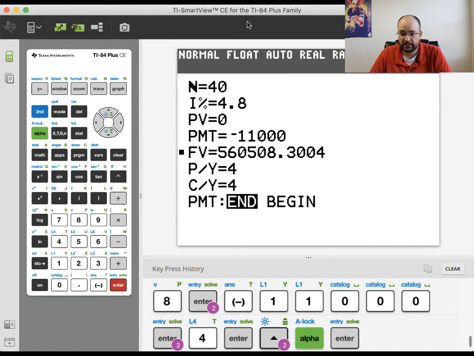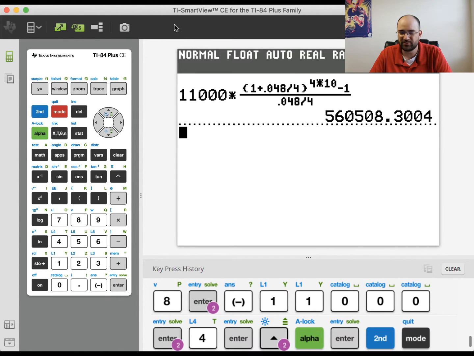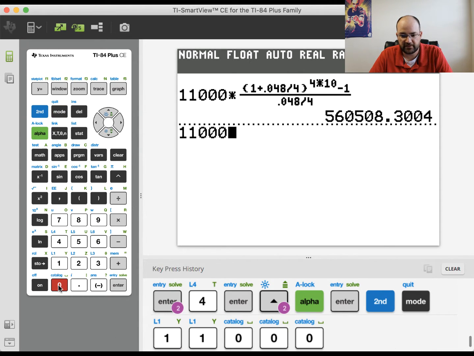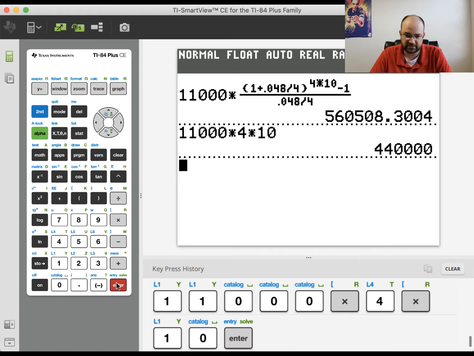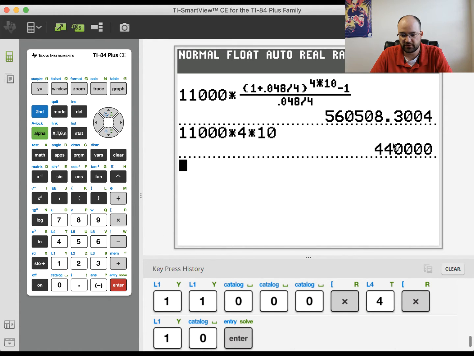Good deal. And frankly, that's pretty much all we need for the calculator for now. We will need some arithmetic to be done here in a little bit, but it's literally just typing it in. Let's go ahead and do that now. How much money did we put into the bank? Well, we were making $11,000 every payment, right? So we have the 11,000 times the total number of payments, which was the 4 times 10. In other words, it was the times the 40. And there you go. That was the total number of payments.